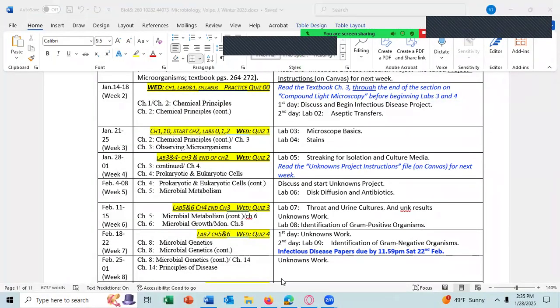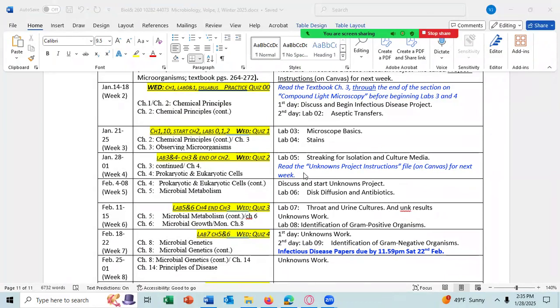Today is January 28th, and we should be doing Lab 5, Streaking for Isolation and Culture Media. You should also begin reading about the Unknown Project. We'll talk about the Unknown Project next week.